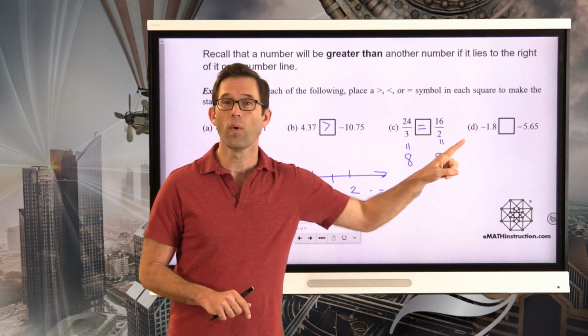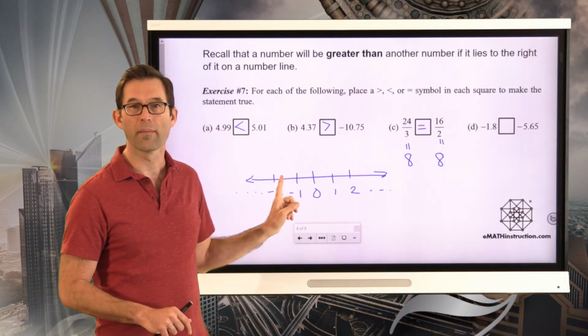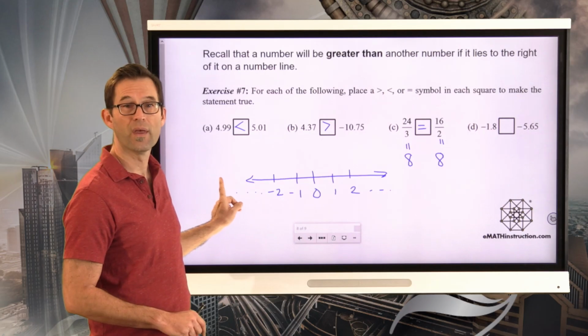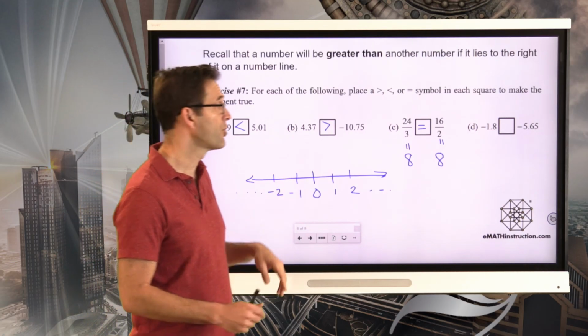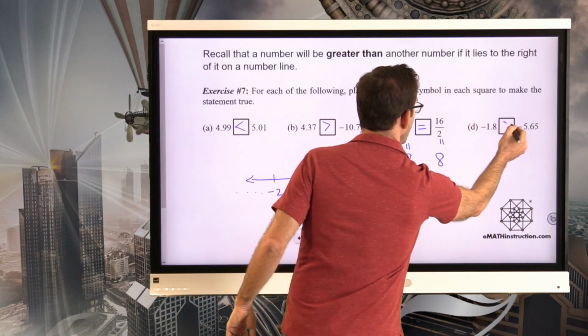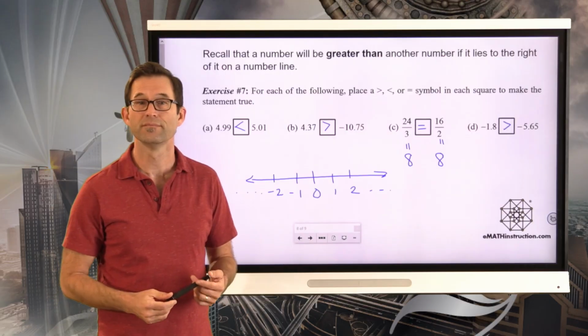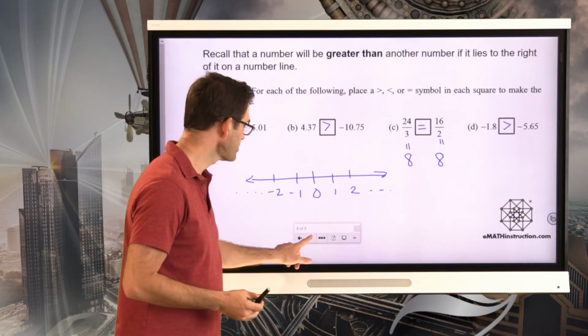Now finally, negative 1.8 and negative 5.65. Negative 1.8 would lie right about here. Negative 5.65 would lie about here. The one that's lying right here is to the right of the one lying right here, and therefore negative 1.8 is greater than negative 5.65. That's it.